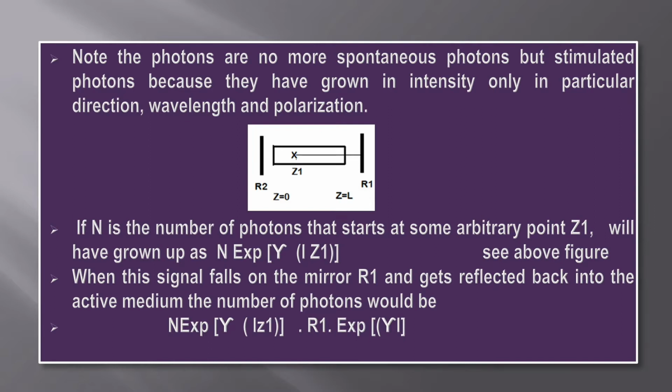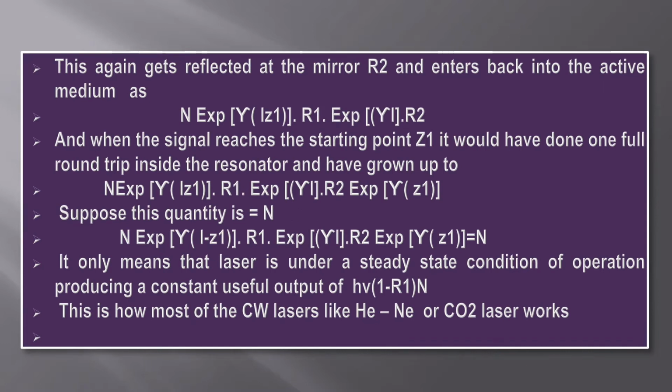Now look at the next part of the equation, n exponential gamma L z1 times R1. This is the number of photons which will be coming back in the minus z direction. They pass through the inverted medium, and when they reach and fall on the mirror R2, they would have grown by exponential gamma L, where L is the full length of the active medium. That is the number of photons which fall on the mirror R2.